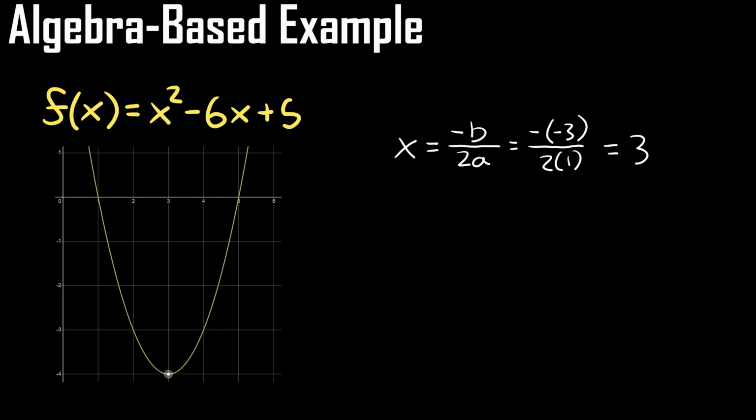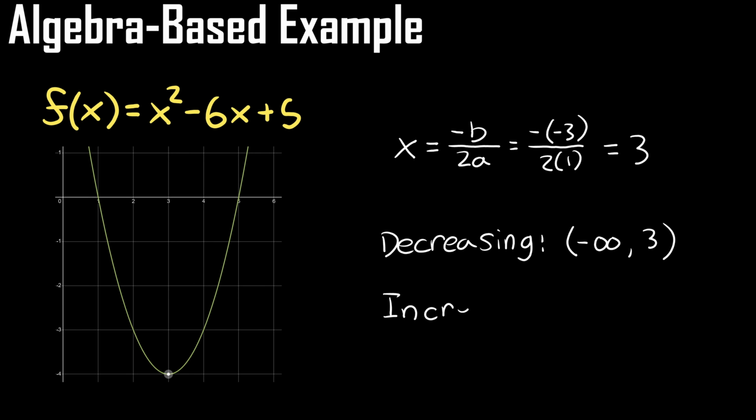So we know the function is decreasing from negative infinity to 3 and increasing from 3 to infinity, which we can see in our graph.